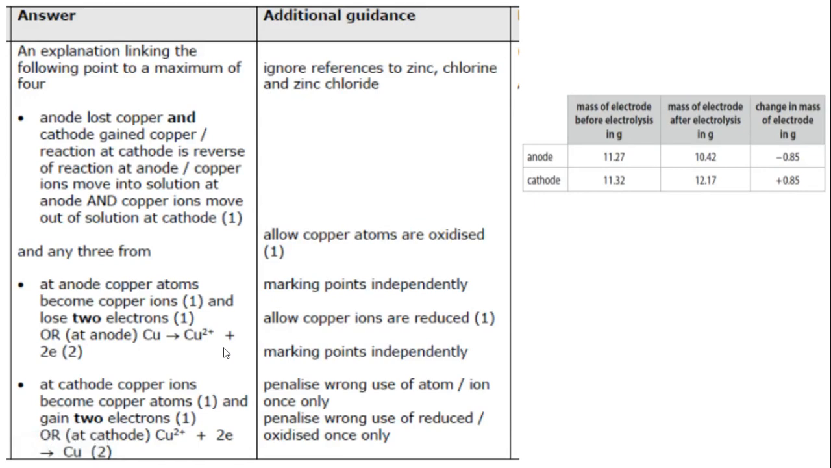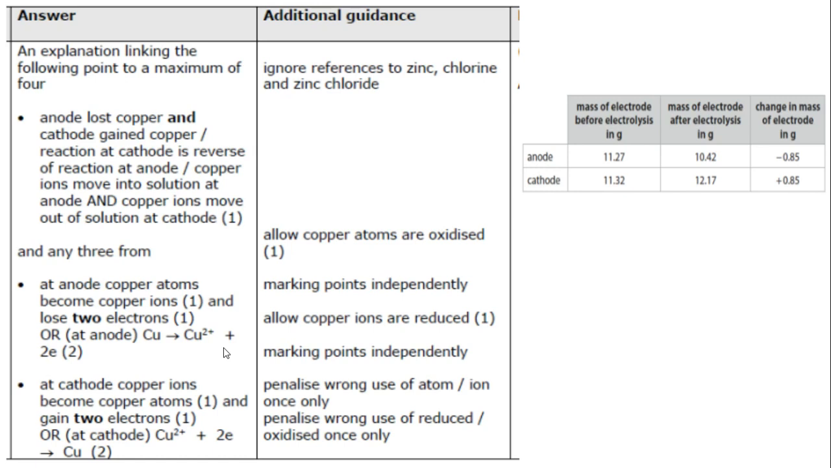Here's the answers. So the anode lost copper and the cathode gained copper, or you may have said the reaction at the cathode reverses the reaction at the anode, or you may have said the copper ions move into the solution at the anode and the copper ions move out of the solution at the cathode. That's 1 mark for the explanation.